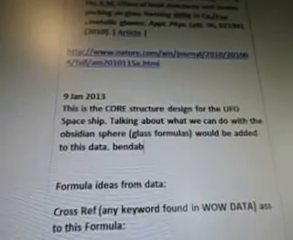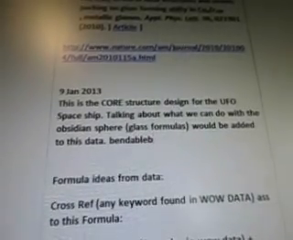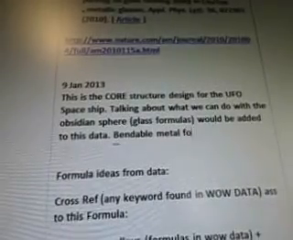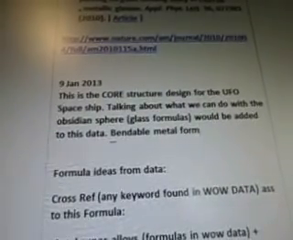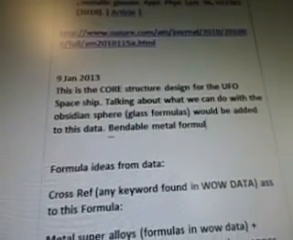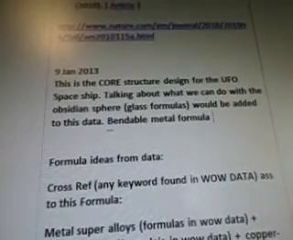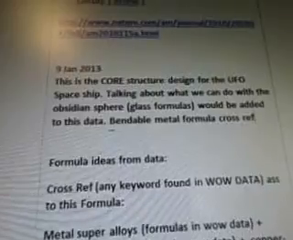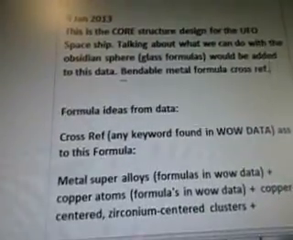This was something I just added while we were filming. Bendable metal. Oops. Metal formula. It's fun typing with one finger, you know. Formula. We're going to do a cross-reference on that. Okay. I actually do read this stuff, but I'm in such a hurry to get through it that sometimes I miss stuff. Okay, so the formula ideas are from the data. Cross-reference any keyword found in WOW data, sorry, typo, as to this formula.